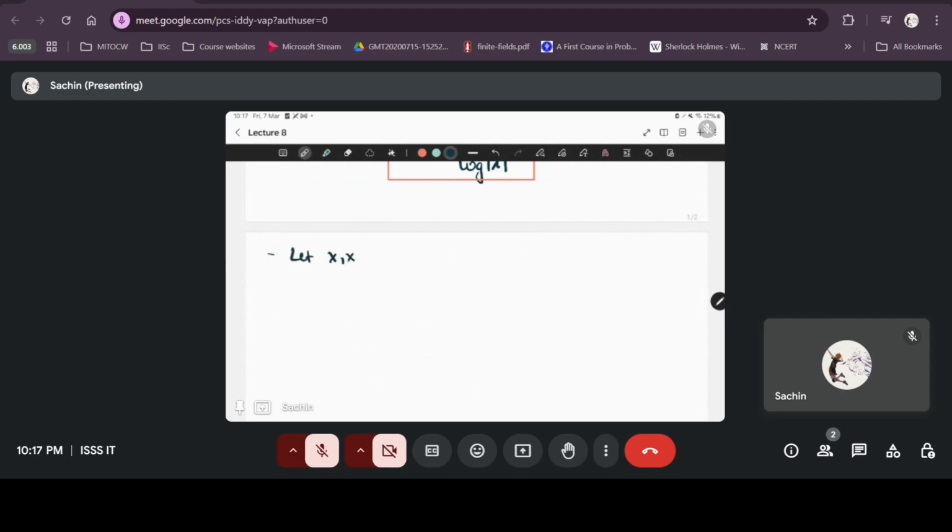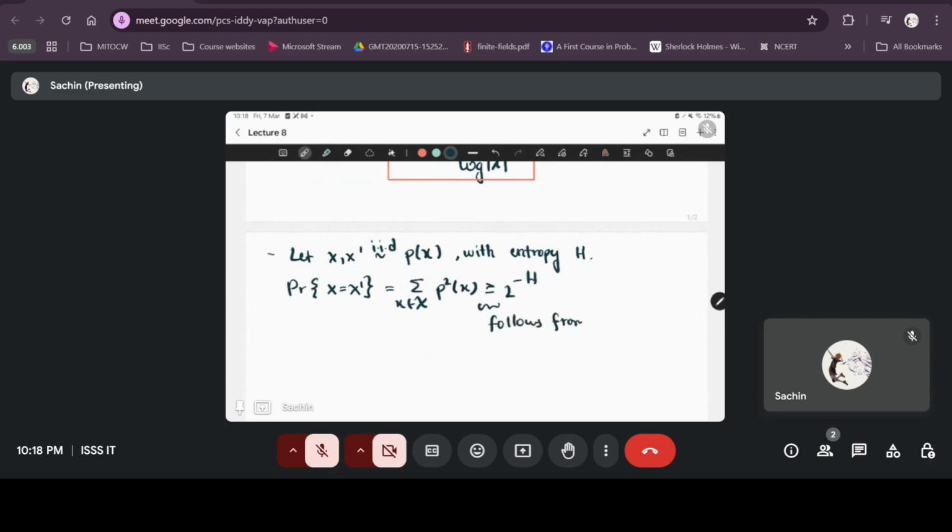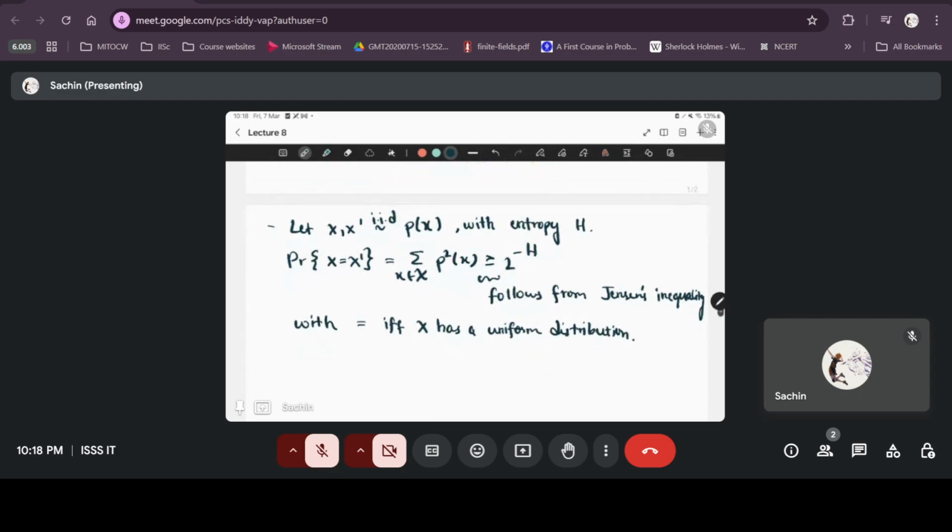Let x and x hat be IID, distributed as p of x with entropy H. The probability that x is equal to x hat is the summation of p squared of x over all x in script X, which is greater than or equal to 2 to the power minus H. This follows from Jensen's inequality, with equality if and only if x has a uniform distribution. That's it for the recap.